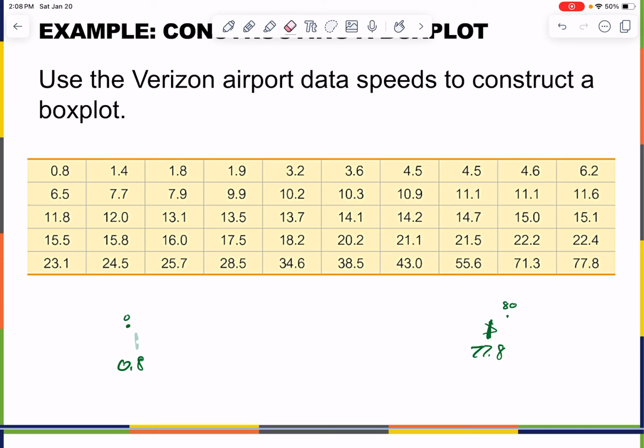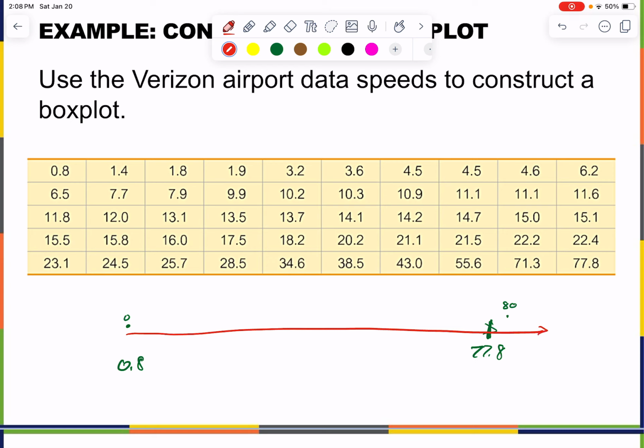Okay, well, you know what we need to do? We need to draw a number line here. And so to do that, let's put this in red. Okay, there's my number line. On the number line, I'm going to put 0 right here and 80 right here. Halfway between that, I'm going to put 40. Halfway between those, 60, 20. Okay, let's go with that.